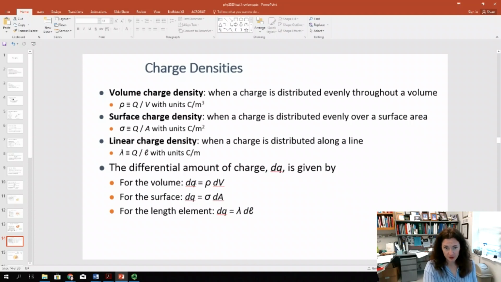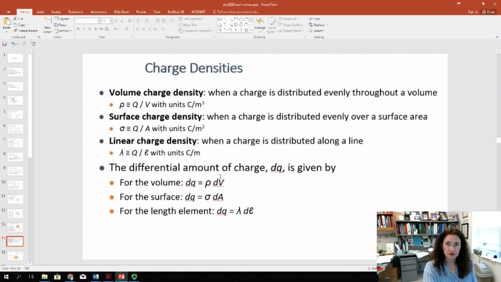For a volume charge, dq would be rho dV. For a surface charge, dq would be sigma dA. And for a length element, dq would be lambda dl. Now, these different dV, dA, and dl could be written in terms of whatever coordinates are handy for the problem. So, for example, if you have a spherical charge density, then your dV might be r squared sine theta dr d theta d phi for your spherical coordinate differential unit.